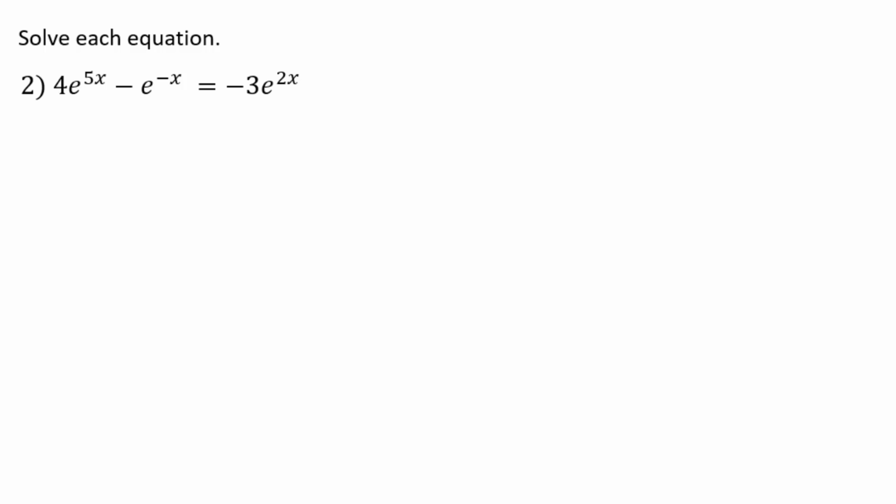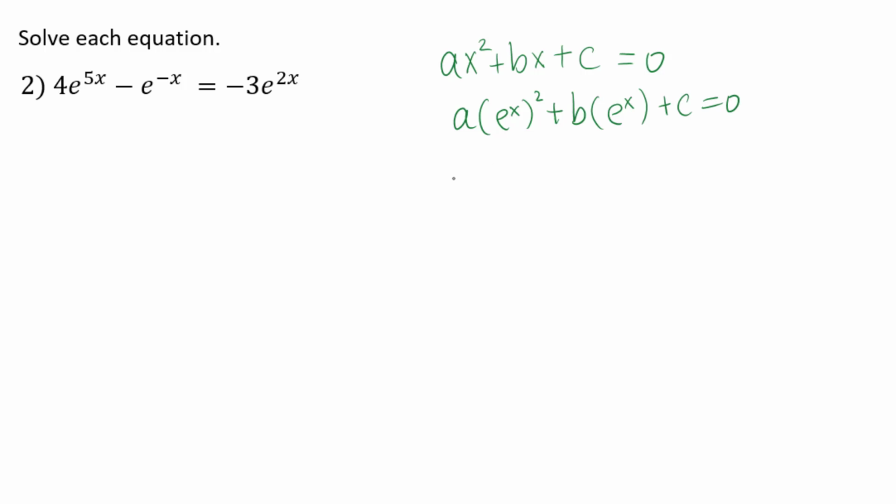This video is about solving exponential equations with the quadratic pattern. For the quadratic pattern, we know ax squared plus bx plus c equals 0. This x could be a times e to the x power squared plus b times e to the x power plus c equals 0. It could be a times 2 to the 3x power squared plus b times 2 to the 3x plus c equals 0.